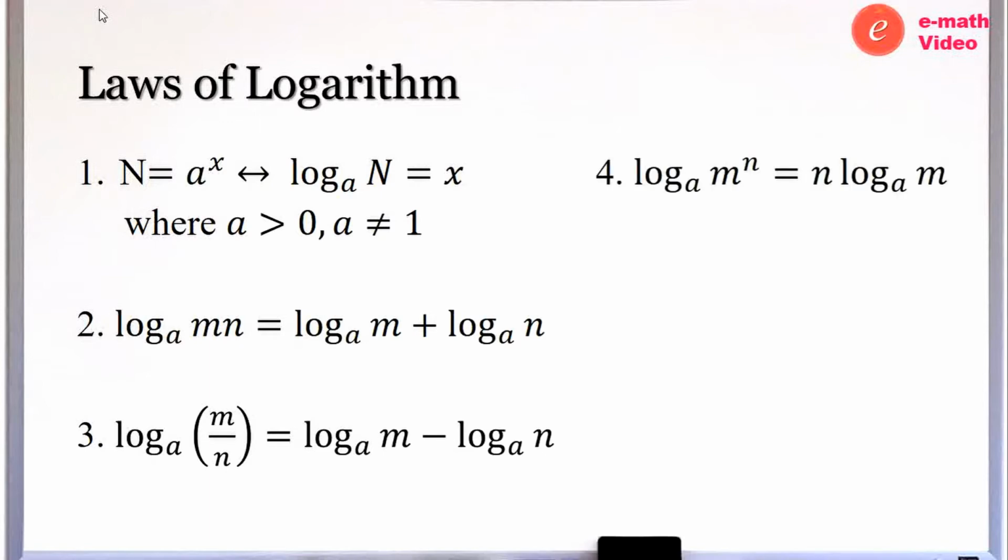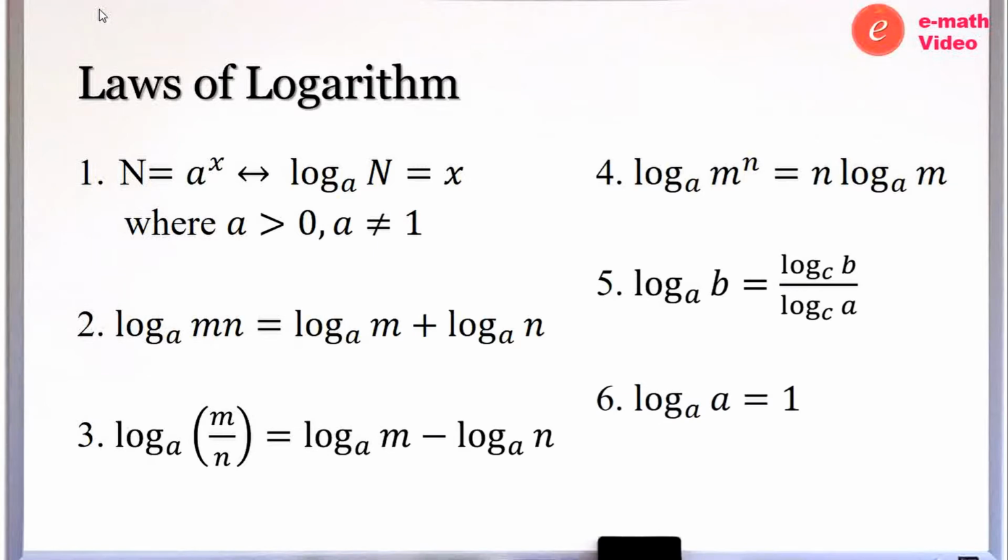The fourth one is the power law. If we have log a of m power n, it equals n times log a m. The fifth one involves the change of base. If we want to change to base c, log a b equal to log c b over log c a. The last one is the logarithm of any positive number a to base a is 1. These are all the laws that we will need later.